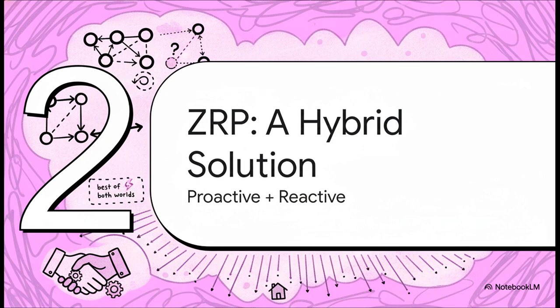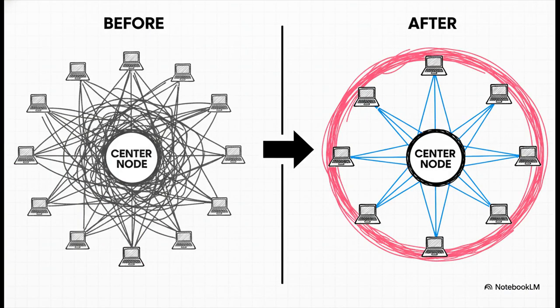Now, you'll hear it called a hybrid protocol. So what does that even mean? Well, it just means it cleverly smashes two different strategies together. It's proactive for nodes that are close by, meaning it's always keeping those routes up to date. But for nodes that are far away, it's reactive. It only bothers to find a route when you actually need one. So you get the best of both worlds, and it's all thanks to that idea that local traffic is what really matters. So how does it pull this off?